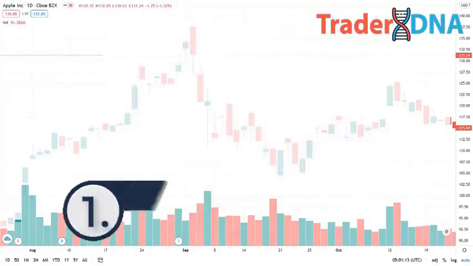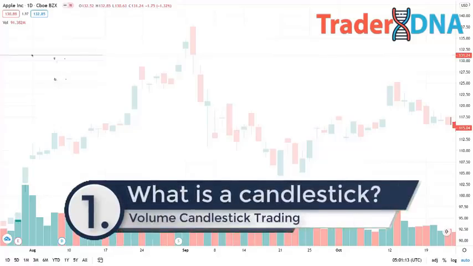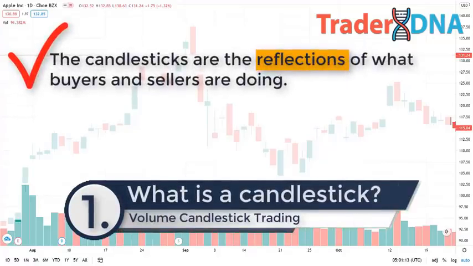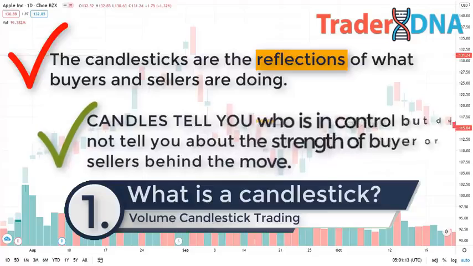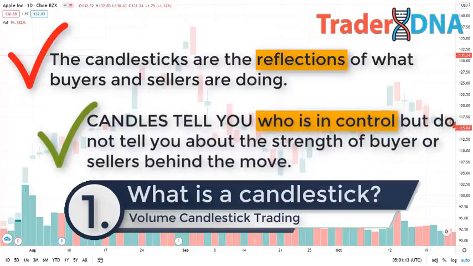And now, what is a candlestick? The candlesticks are the reflections of what buyers and sellers are doing, to what extent they move the price, and the strength behind the move. Candles tell you who is in control, but do not tell you about the strength of buyers or sellers behind the move. Candle with volume shows that.